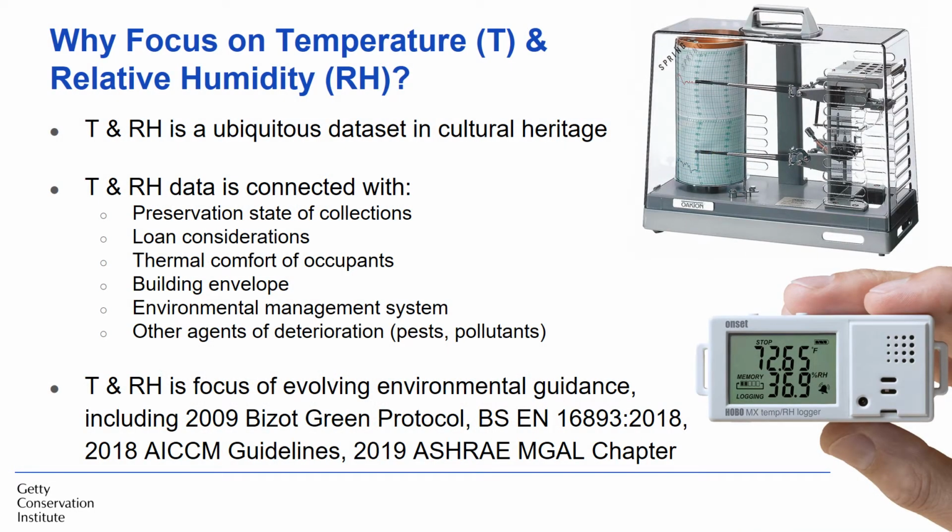T and RH represent 2 of the 10 primary deterioration agents for heritage objects, and the collection of this data is common in cultural heritage. This data is intertwined with many museum priorities, including collection conservation, human comfort, and the performance of the building envelope. T and RH is also the focus of many environmental guidance documents in cultural heritage, including BS EN 16893 and the ASHRAE chapter on museums, galleries, archives, and libraries.